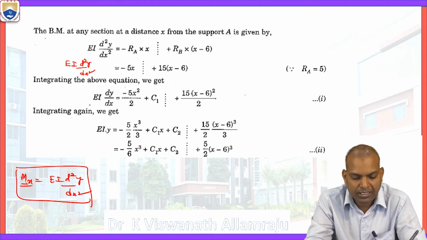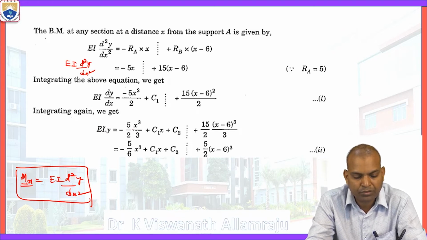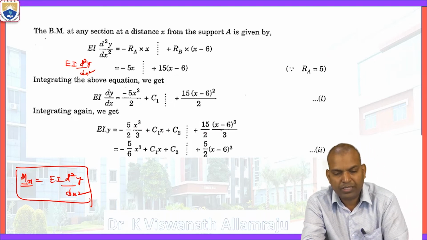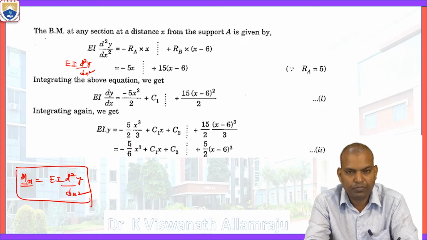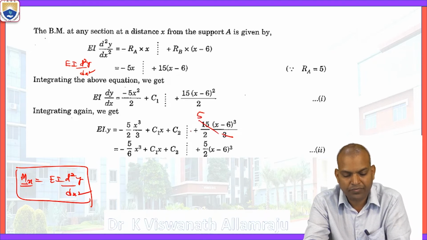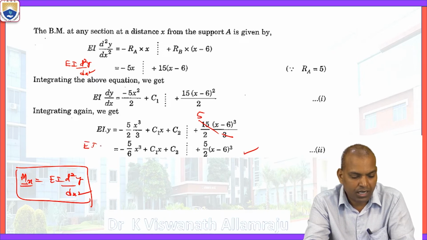Now again by integrating equation 1, it is transformed to the deflection equation, that is EI times y equal to minus 5 by 2 times x cube by 3 plus C1x plus C2, and plus 15 by 2 times x minus 6 whole cube by 3. Now that is minus 5 by 6 x cube plus C1x plus C2 plus 5 by 2, because 15 and 3 cancel, leaving 5 by 2 times x minus 6 whole cube. This is EI times y.